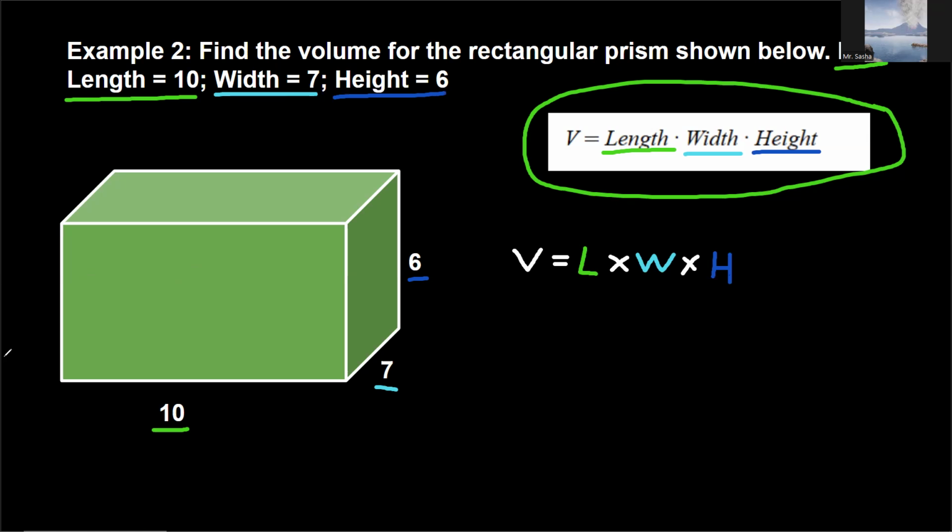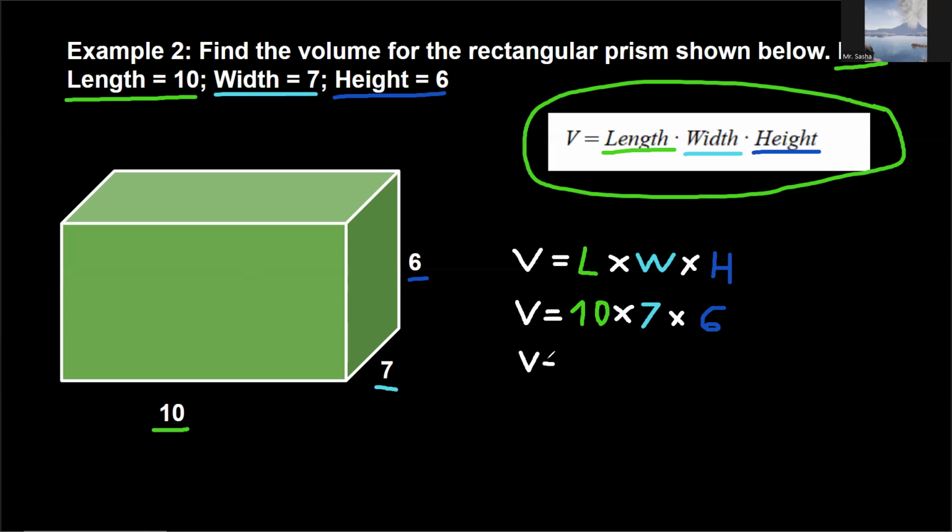Okay, now we can start substituting. Okay, sorry about that. It's just that it's winter time over here. Yeah, everyone's getting sick. Okay, so now you have 10 times the width. The width is 7. Yes, so then we have times 6, which is the height. 6 is the height.